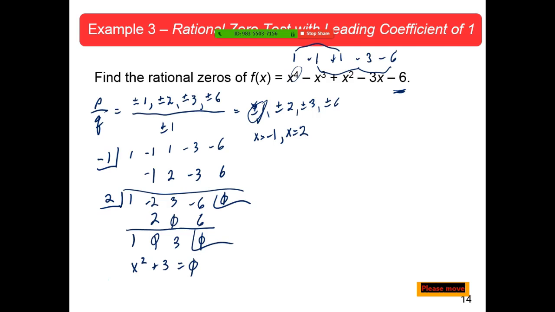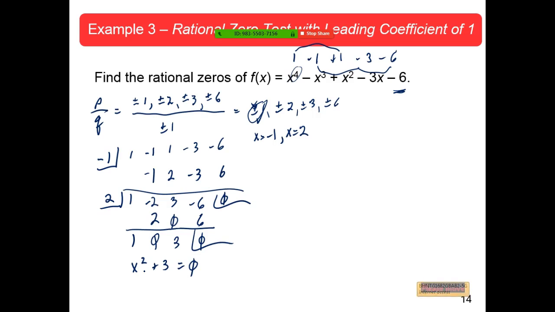Tells you you can't do that. Okay, not in the real number system. x squared plus 3 is never equal to 0 in the real number system. What that means is the other 2 zeros for this polynomial are complex zeros with imaginary components. In fact, they're plus or minus the square root of 3 i, or i times the square root of 3.